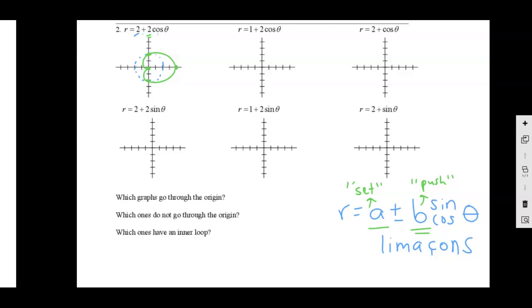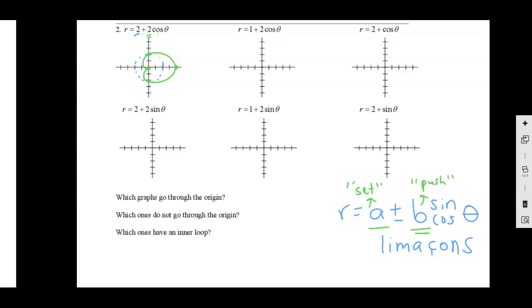It's a cardioid. It's a heart-shaped graph. Now it's rounded on that right side, but it's indented. Since I set it out to 2, remember the constant is how far you set it, because r equals 2 is a circle. That's where we start. And then the coefficient, that's how far we push.